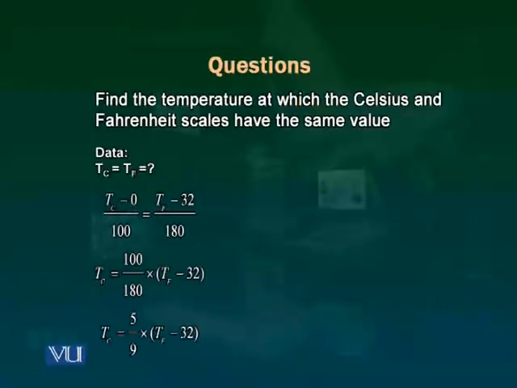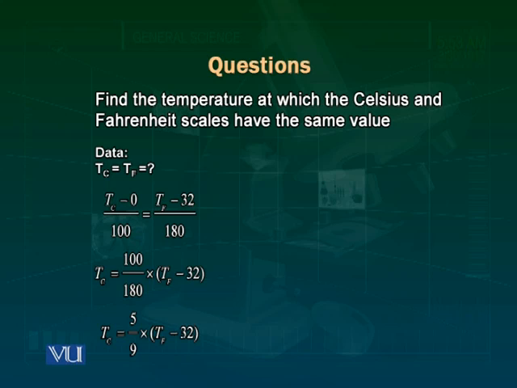The equation we will have is the basic equation Tc minus 0, that is temperature in Celsius minus the ice point in Celsius, which is 0 degrees, divided by number of divisions of the Celsius scale, which was 100 divisions. This has to be equal to temperature in Fahrenheit minus 32 degrees, because that was the ice point, divided by 180.